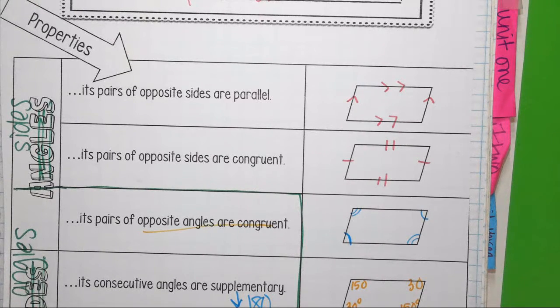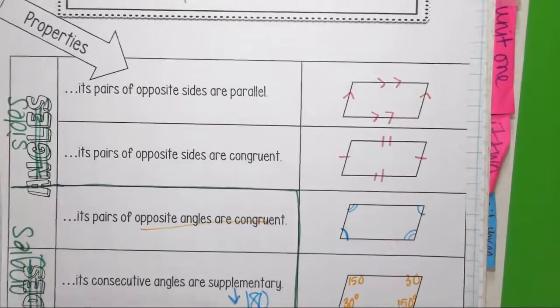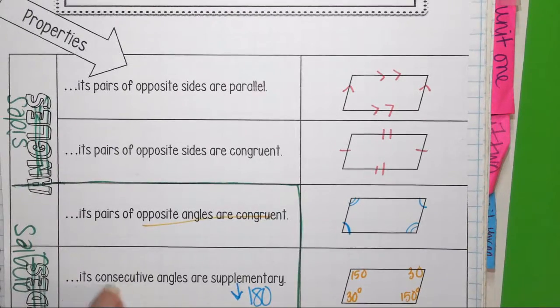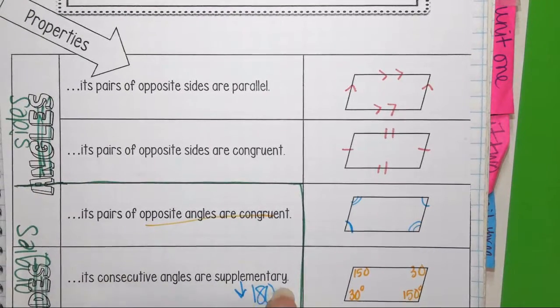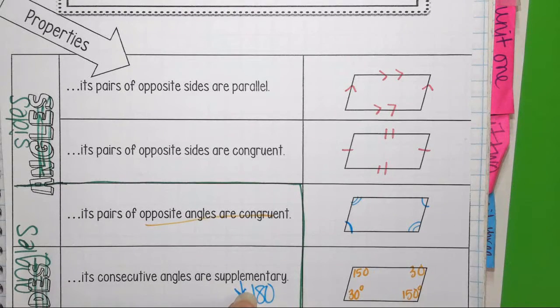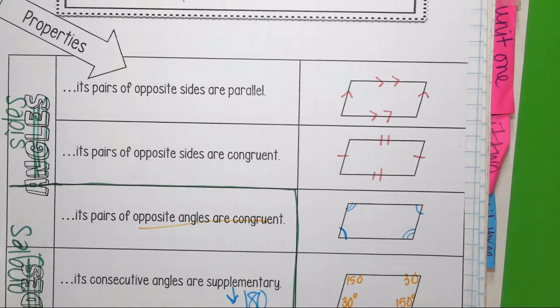Can one person raise their hand and tell me something we know about angles? Aubrey. Some can be supplementary. They're consecutive. Consecutive angles are supplementary. There you go. Take a point. Great job.